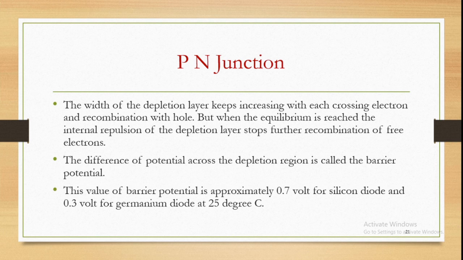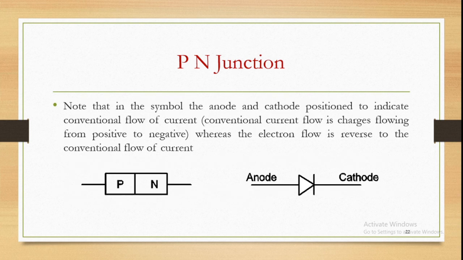So within the limit of the barrier potential, there will be depletion, but after it, there will be no depletion at all. The value of the barrier potential is approximately 0.7 volt for a silicon diode and 0.3 volt for a germanium diode at room temperature, that is 25 degrees centigrade.